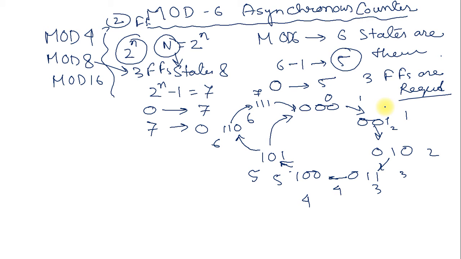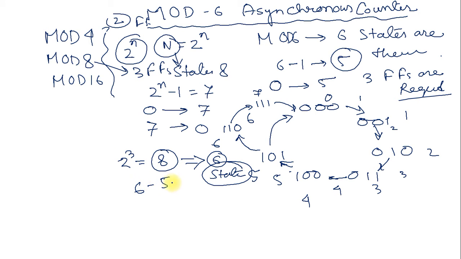Now in the case of 3 flip-flops, we know that 3 flip-flops means 2 to the power 3, so a maximum of 8 states is possible. But we don't need to count up to 8. We need to count up to 6 states. So rather than counting till 8, in place of 8 states, we need to count up to 6 states. So 6 states means the maximum count possible is 6 minus 1, that is 5.